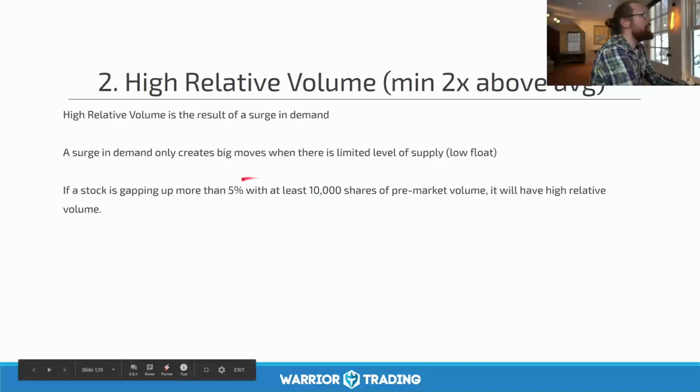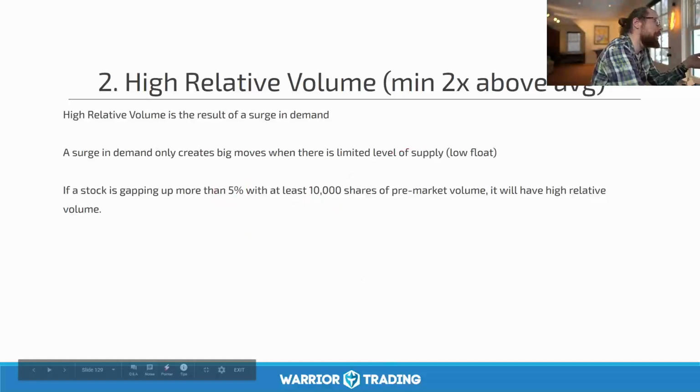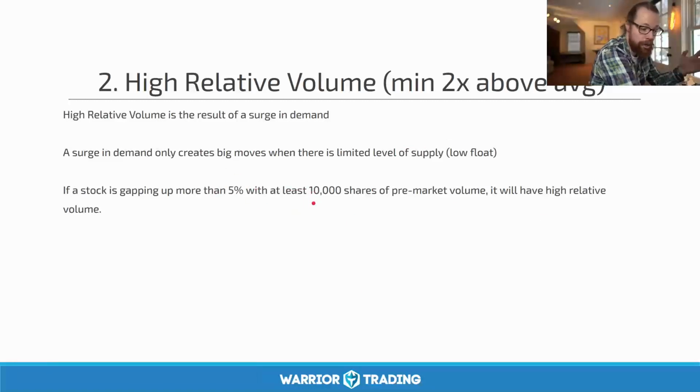So if a stock is gapping up at least 5% with at least 10,000 shares of pre-market volume, it will often have high relative volume on that day. Now, Bank of America is not going to gap up 5% on 10,000 shares. It might gap up 5%, but it'll be on a lot more volume. But generally, if it's up at least 5% with at least 10,000 shares, just as a minimum, that stock will typically have above average volume on that day, because those are the early indicators. So one of our techniques will be to look for anything up at least 5% with at least 10,000 shares of volume, at a bare minimum.